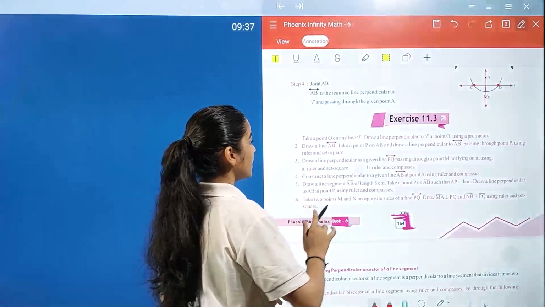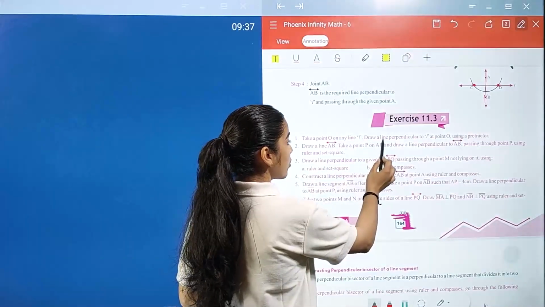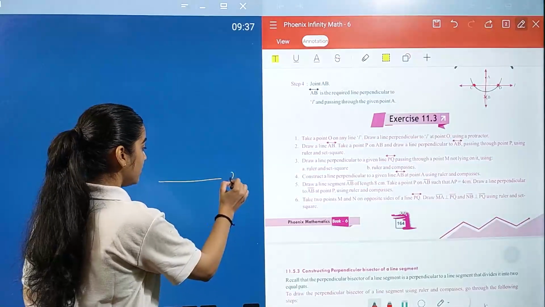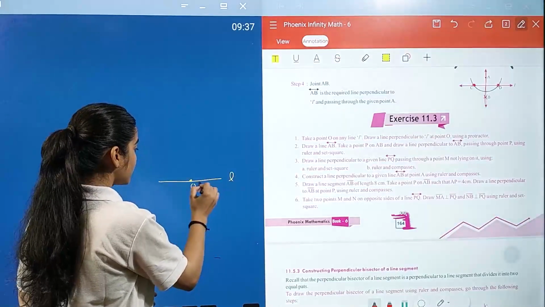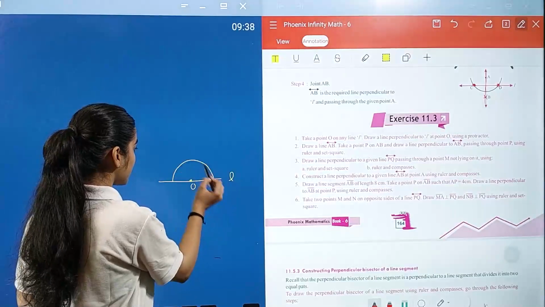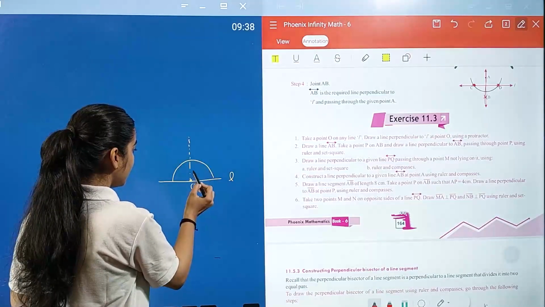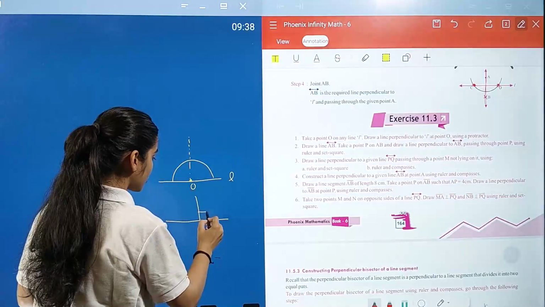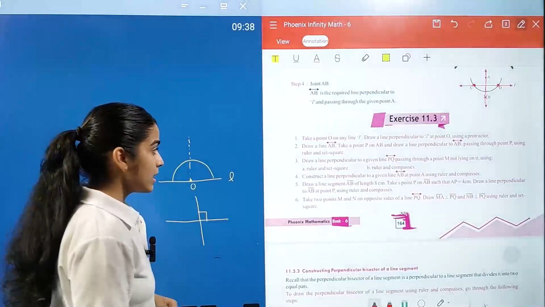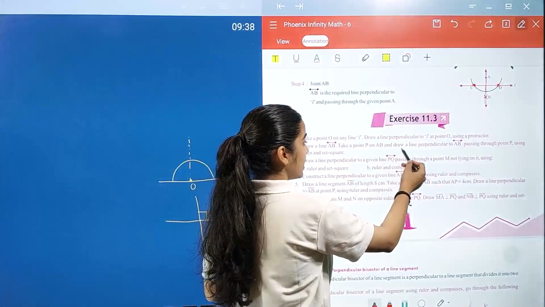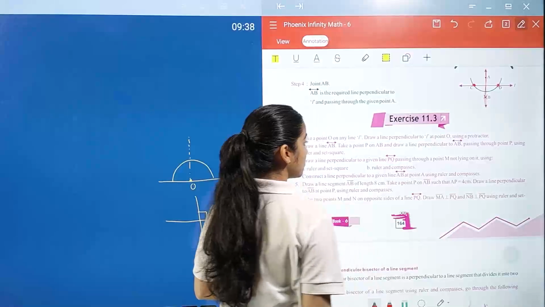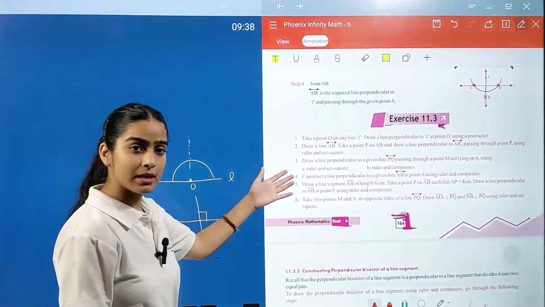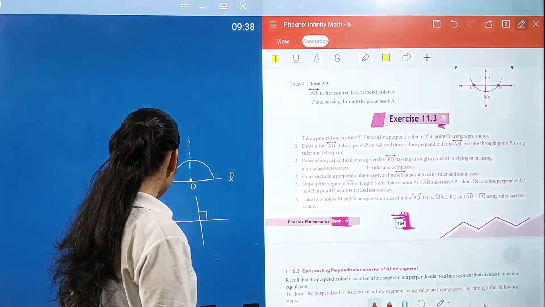But before that, I'll give you a hint also. Take a point O on line L. Draw a line perpendicular to L at point O using a protractor. So this is your line L. Take a point O. Now place your protractor here. Here you have a 90-degree angle, and you remove your protractor and draw your perpendicular line like this. Draw a line AB, take a point P on AB and draw a line perpendicular to AB passing through point P using ruler and set square. You already did that in the example, so follow those steps and you can complete this exercise.